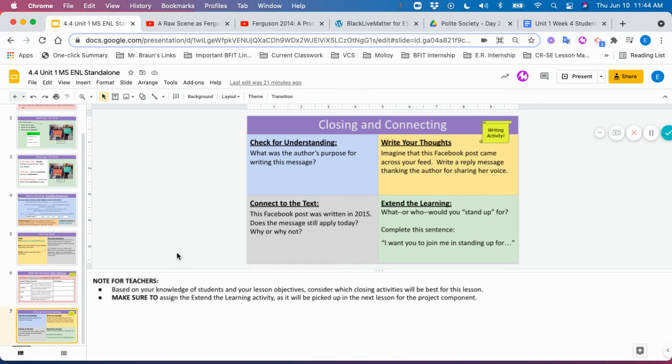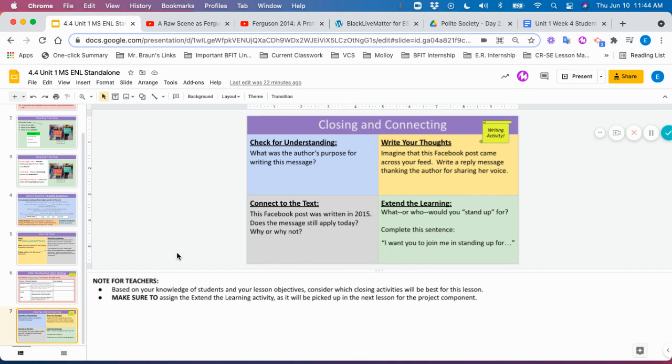Students could make connections and say whether the message is still relevant today, what parts of it are relevant, and what parts may no longer be relevant. Students could pretend that they're writing a comment on the post, thanking the author for sharing her voice, maybe responding in additional ways about parts that they liked or making comments on portions they may have disagreed with.